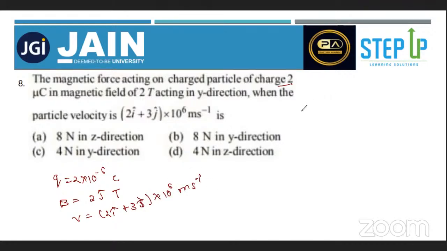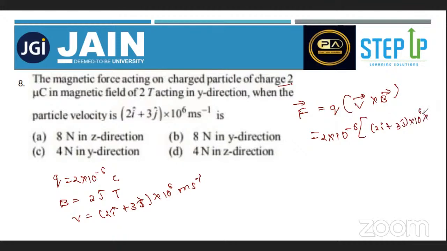So using the formula for force, magnetic force is equal to QVB. Okay, so I'll do this. Force vector is Q times V vector cross B vector. If we are trying to find this, Q is 2 into 10 raised to minus 6. V vector is 2i plus 3j, into 10 raised to 6, and B is equal to 2j. Now you know that if they're similar, the cross product is equal to 0.